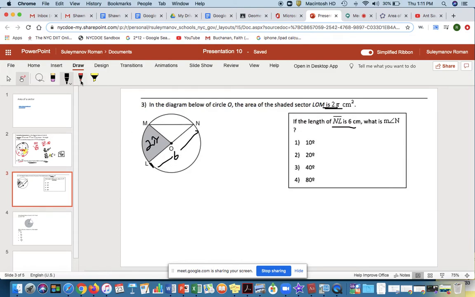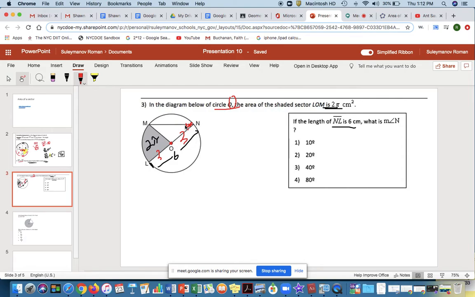And here's the vocabulary in the question. If it's telling you circle O, that means O is the center, which means 6 is the length of the diameter because NL crosses through the center, which means the radii are 3 each, just divided by 2. So from here, you're asked for angle N, and this can be kind of hard to do here.